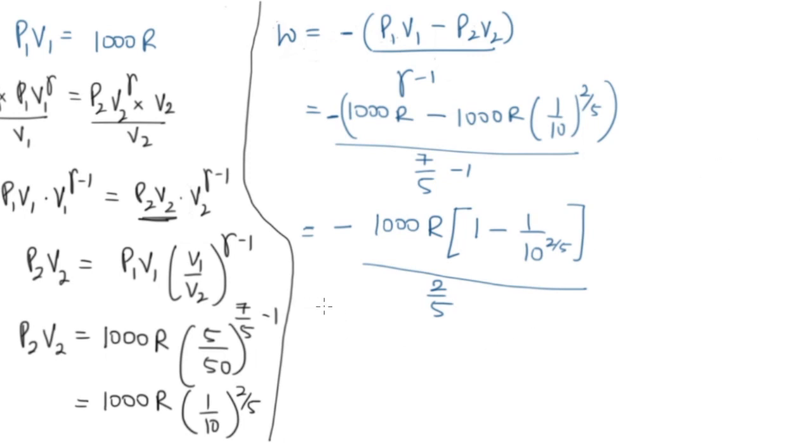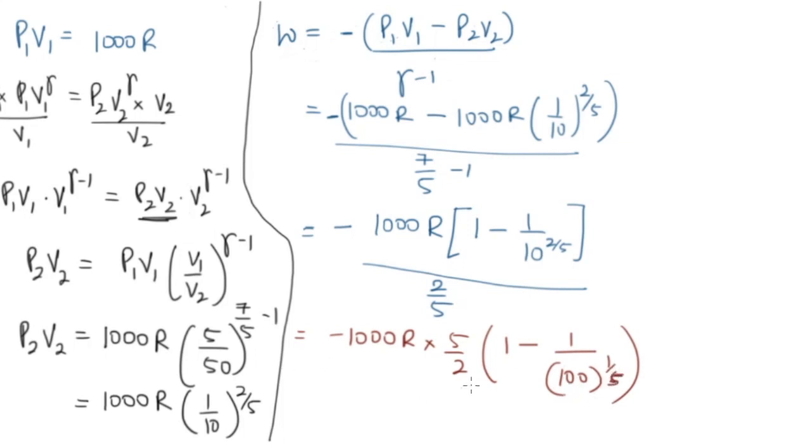Or I can write it in this way, that is minus 1000 R into 5 by 2, and in the bracket I'll be writing it as 1 minus 1 upon 100 to the power 1 by 5. What I have done, I just squared this 10 because it was power 2 by 5, so I can square the 10, it will become 100 to the power 1 by 5. So that is what I'll get. I'll solve it over here, so it will be around 500 times, right? Multiplying it, it will become minus 2500 R, and in the bracket I'll be having the rest of the things.